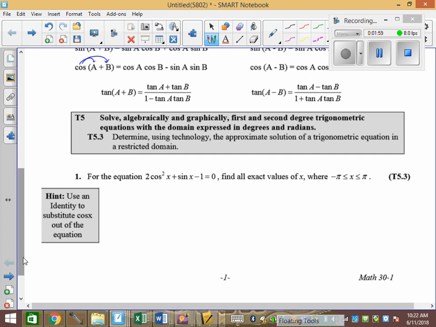Now this one we can't factor instantly. Why? You have a cos squared x and you have a sine x, which you can't factor because they're not the same. So we can change the cos squared to 1 minus sine squared. So we're going to get 2 bracket 1 minus sine squared x plus sine x minus 1 equals 0.